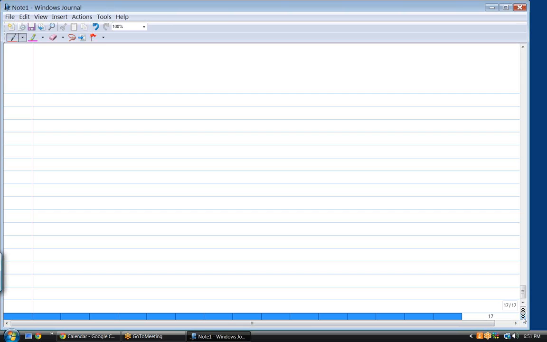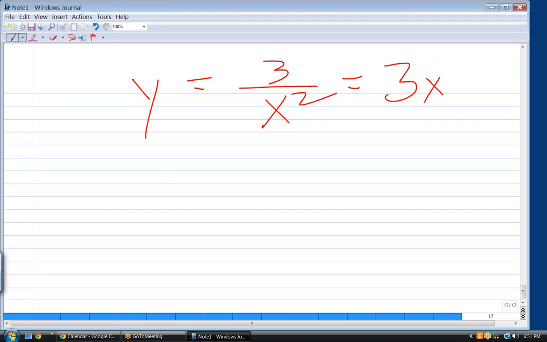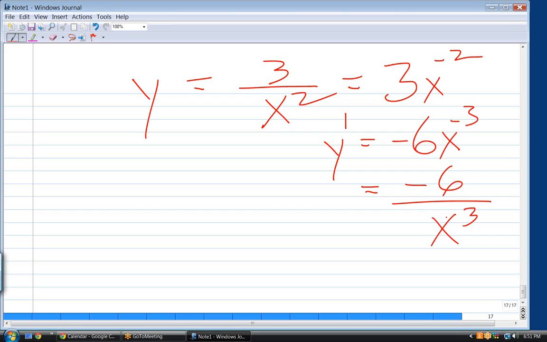Not every quotient needs to be differentiated by the quotient rule. Notice that if I said, what is the derivative of this? You could use the quotient rule if you wanted, but it's much easier to write it that way, and now you just use the product rule. Y prime equals minus 6x to the minus third, or minus 6 over x to the third. So sometimes the quotient rule is definitely not the fastest way to do something. If you can turn a quotient into a non-quotient easily, then it's probably faster to just use the power rule.